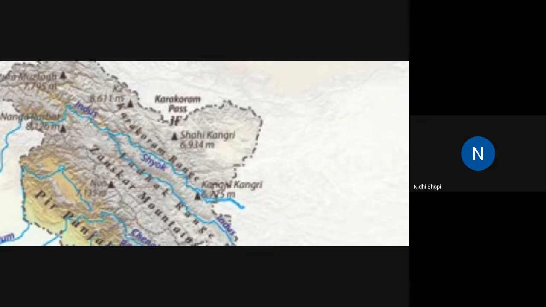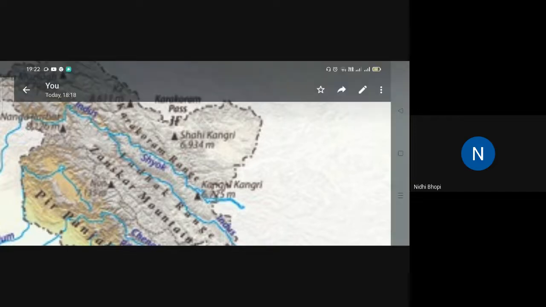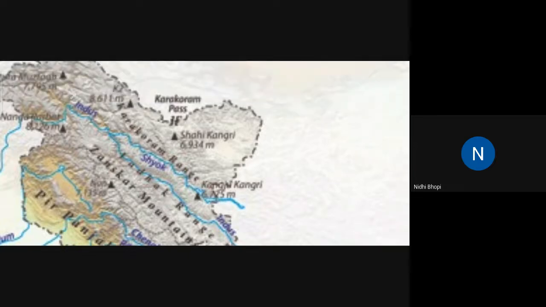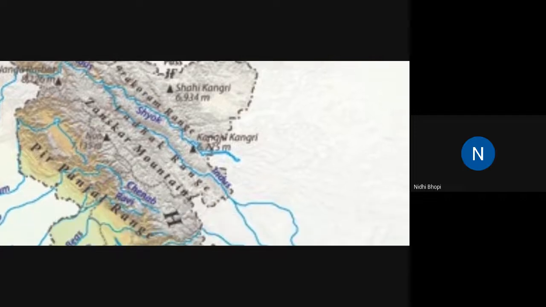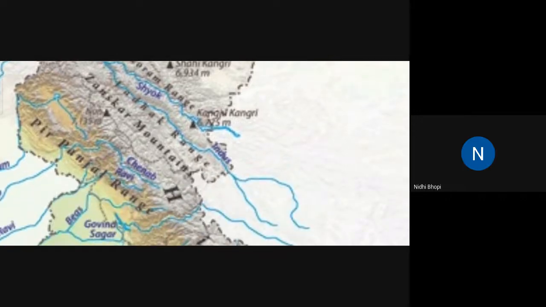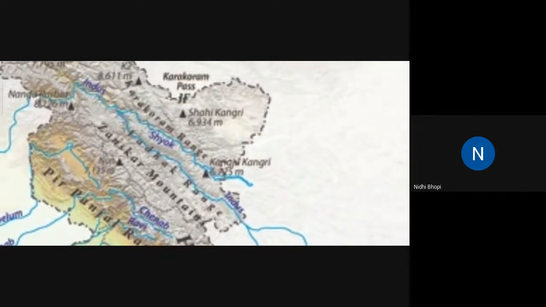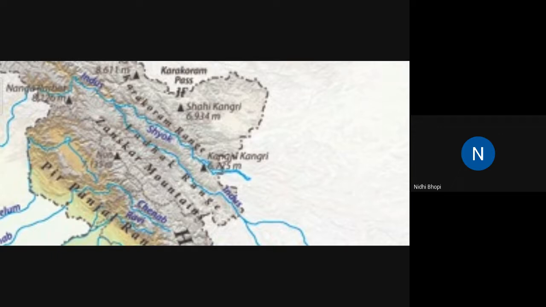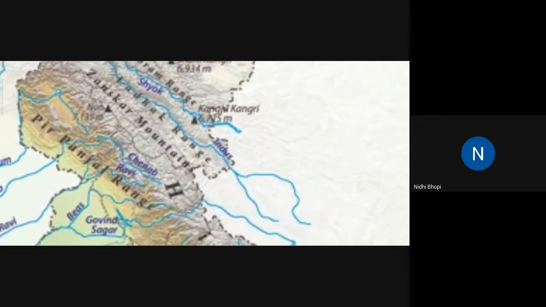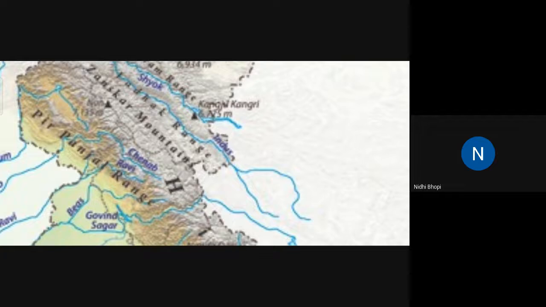If it is not visible clearly, you can look it up on Google. You can find it all. Then you have the Karakoram range, the Zaskar mountain range, the Pir Panjal range. These are all the mountain ranges in the Himalaya. You have the Ladakh range, as you can see on my screen, and then all the mountain peaks. Again, you can see the river Indus.